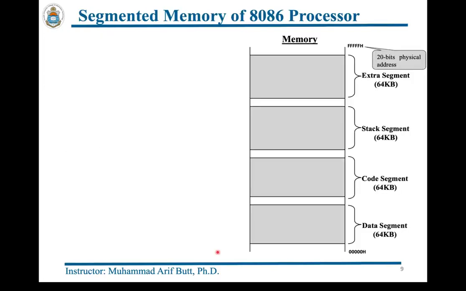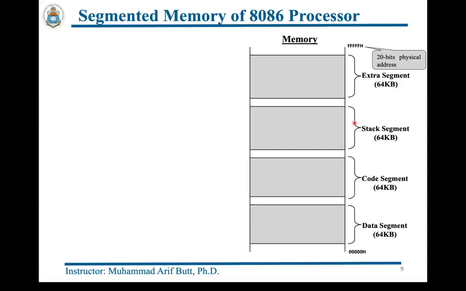Let us spend some more time on understanding as to how the segmented memory model of Intel 8086 actually works. We have a data section. This is the data segment, this is the code segment, this is the stack segment, and this is the extra segment. These are the 4 segments, 64 KB each, and overall, of course, this is the 1 megabyte of addressable memory by 8086.